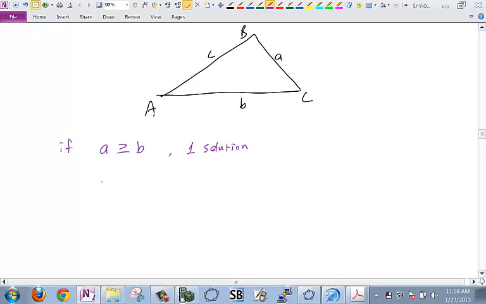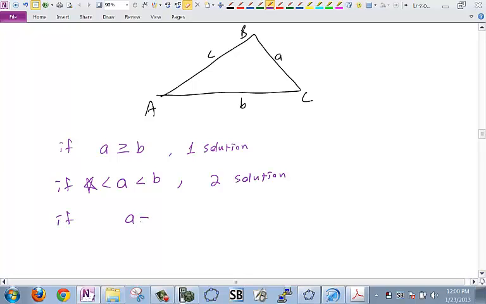Okay, we'll do 5. If the opposite side A is shorter than B, but is bigger than whatever this magical length is, we're calling star, how many solutions will there be? 2 solutions.